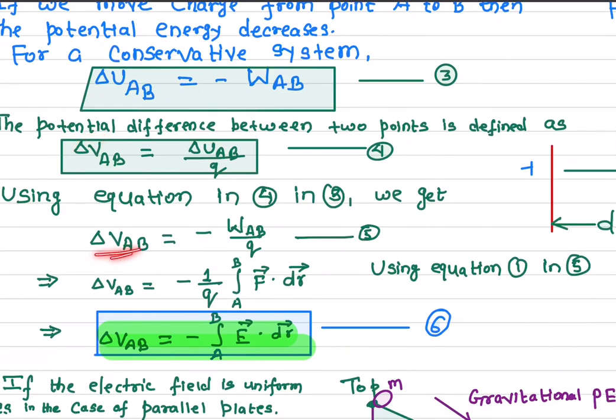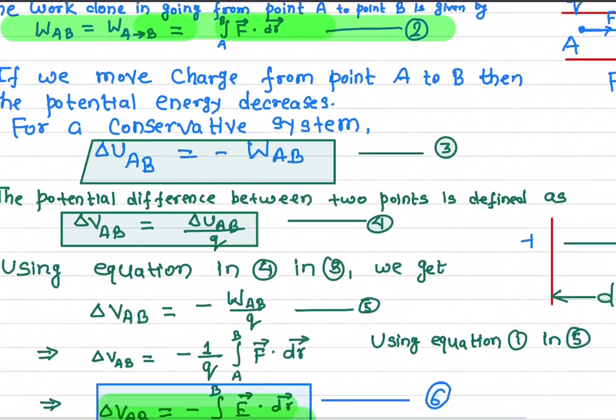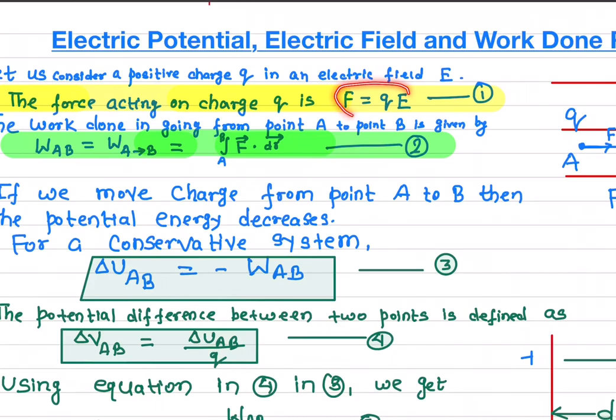So now let's try to simplify this equation. This is the change in the potential energy. Now the change in this potential energy is equal to the negative of the work done. So here I'm simply replacing this by the negative of the work done, divided by the charge, which is already there. And thus this is the work done. And the work done is simply equal to the integration from A to B of F dot dr. Then just plugging this equation here.